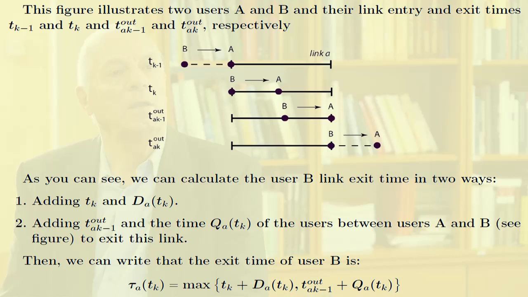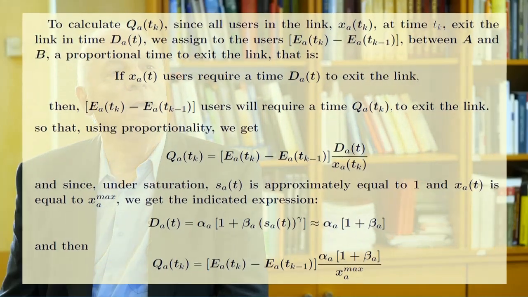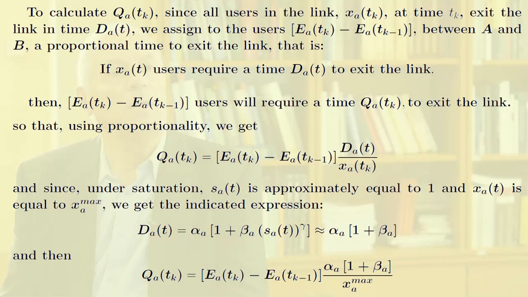Then we can write that the exit time of user B is the one in this formula, where we assign as link travel time the maximum of the two values. In fact, we can have more than two expressions to calculate the exit time, and we will assign the maximum of all of them. To calculate q_a of t_k, since all users in the link, x_a of t_k at time t_k, exit the link in time d_a of t, we assign to the users e_a of t_k minus e_a of t_{k-1} between A and B a proportional time to exit the link.